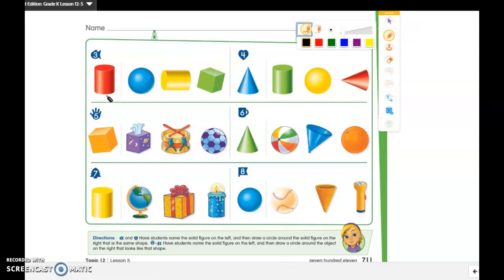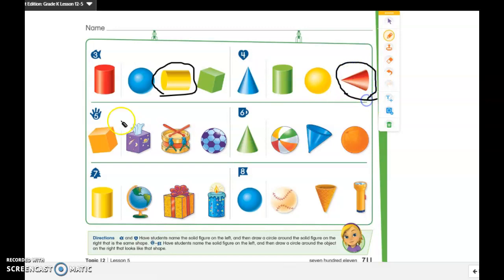Which color matches? Yellow. Okay, what shape is this? Cone. Which one matches? Red one, and I went over the line. There we go. Okay, so now let's get into which one do we find in real life.